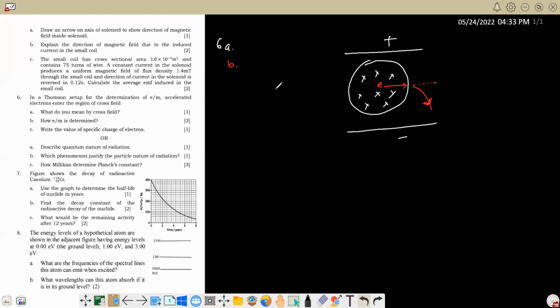So when both fields are on, in presence of the electric field, what is the force on the electron? Force on electron is F electric field equals eE. So E is the electric field. This is in the upward direction from minus to plus, and the magnetic field is in the inward direction. This is the crossed arrangement. So this is the electric field force.